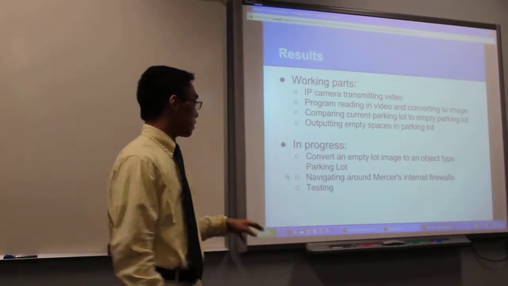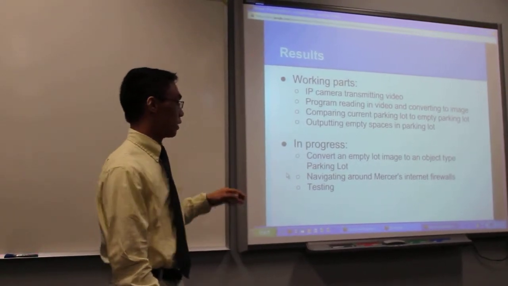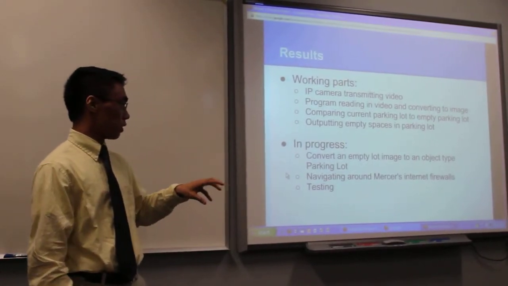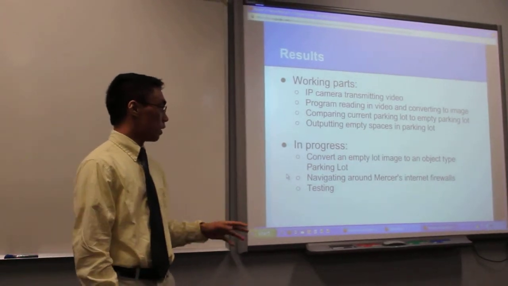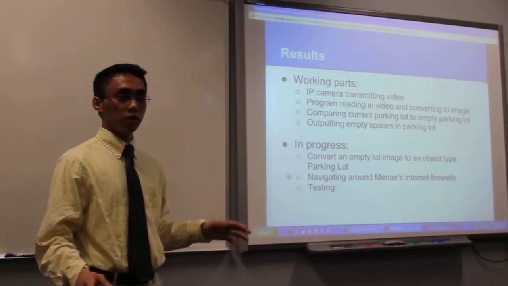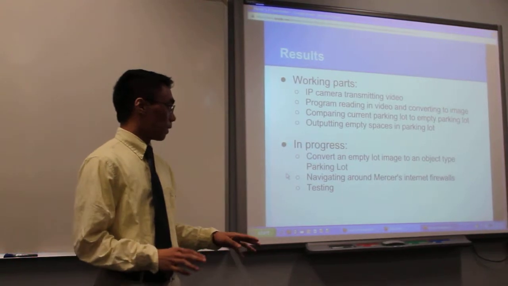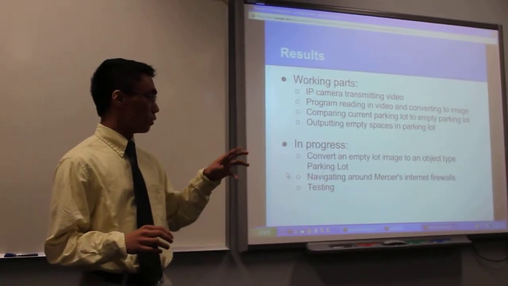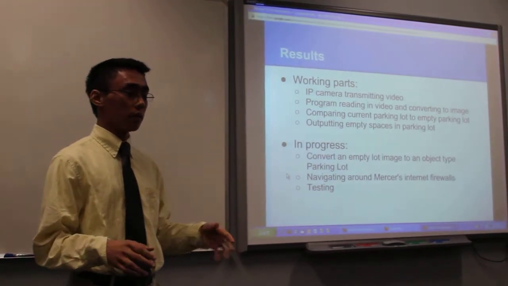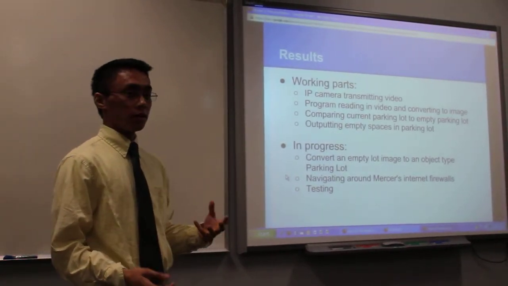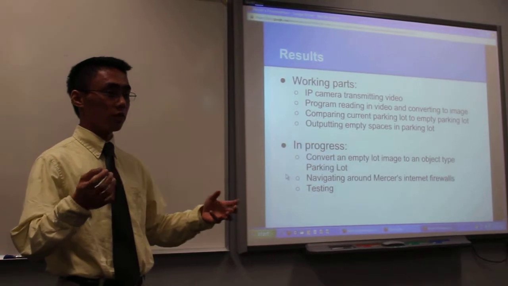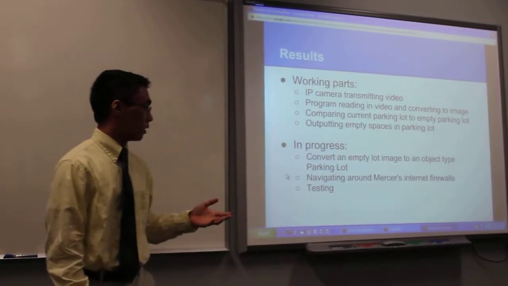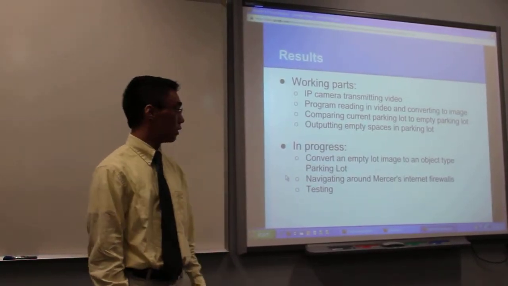What we're trying to do right now is convert the image to object type parking lot, because right now we're working through some of Mercer's firewalls. We're using a private network through Dr. Choi, and so we're trying to fix that so we can run it through Mercer's internet and just test our algorithm out.